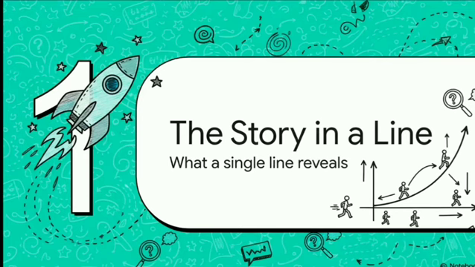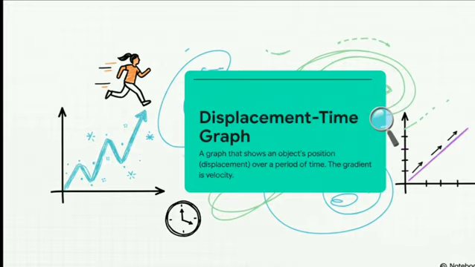Okay, so let's start with the most fundamental kind of motion graph. You are going to be amazed at just how much information can be packed into one simple-looking line. So this is our foundation. It's called the displacement time graph. Now, displacement is really just a fancy word for how far something is from where it started. So you've got the vertical axis showing that distance, and the horizontal axis just tracks time. It sounds simple, right? But the real magic is in the line that connects them.